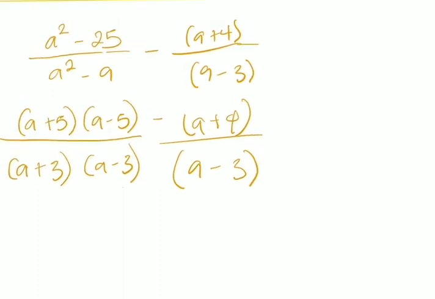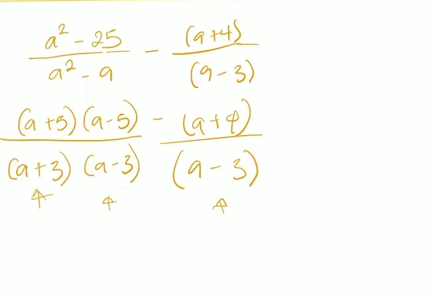So now we factored. We look at the base, and the base is not the same. So we can't just go ahead and say, oh, it's the same, we're just going to take this away. No. In order to make the base the same, we have to look at what each of them is missing. For this one right here, we have a plus 3, but here we don't have a plus 3. Here we have a minus 3, and here we do have a minus 3. So what is missing is a plus 3.